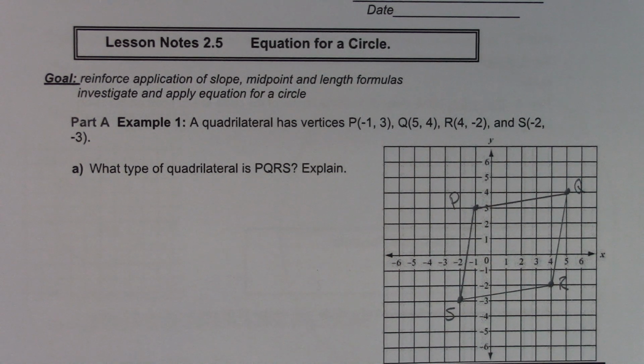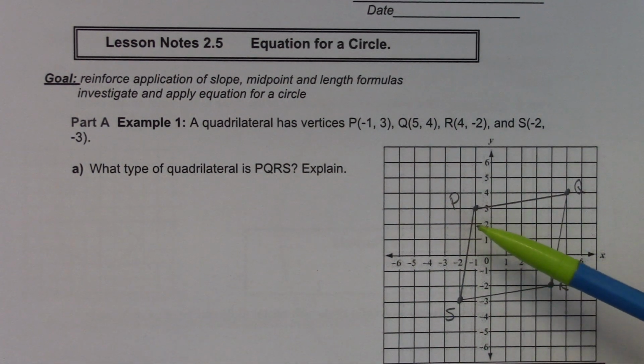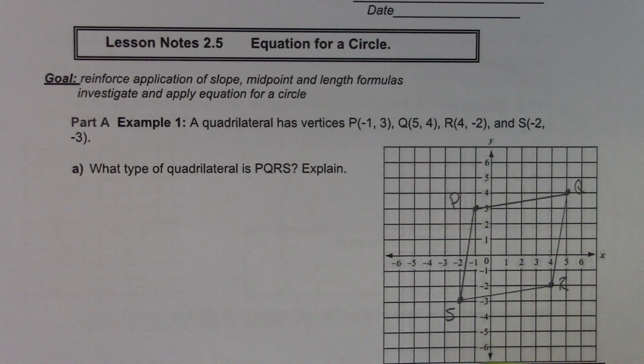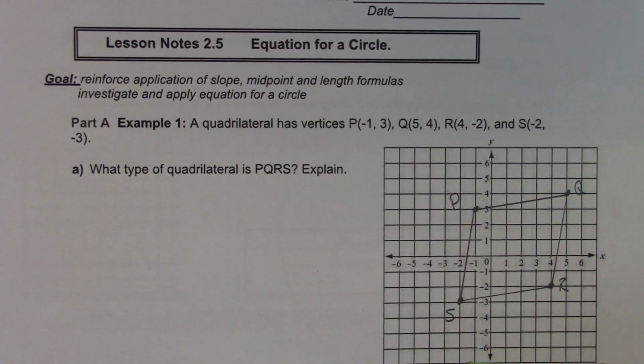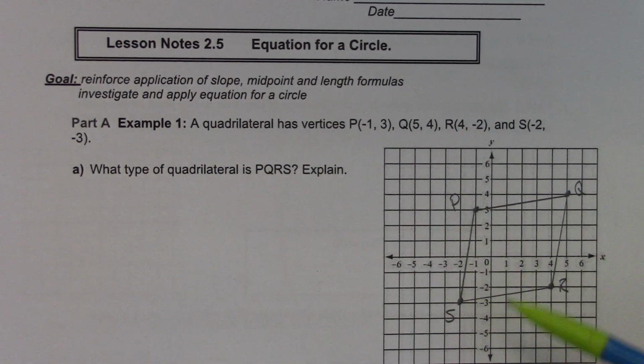Okay, so a quadrilateral has vertices P, Q, R, and S. So I went ahead and plotted these points, P, Q, R, and S. And it says, what type of quadrilateral is PQRS? So the first thing we would have to do to determine what kind of quadrilateral it is, or there's actually two things we could do. We could check the slopes to see if they are parallel. It looks like they are.